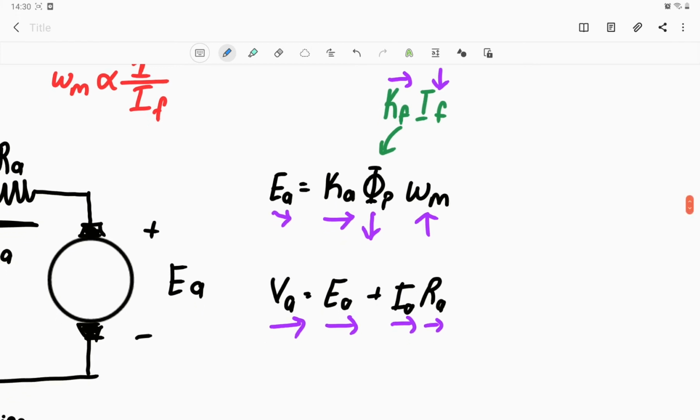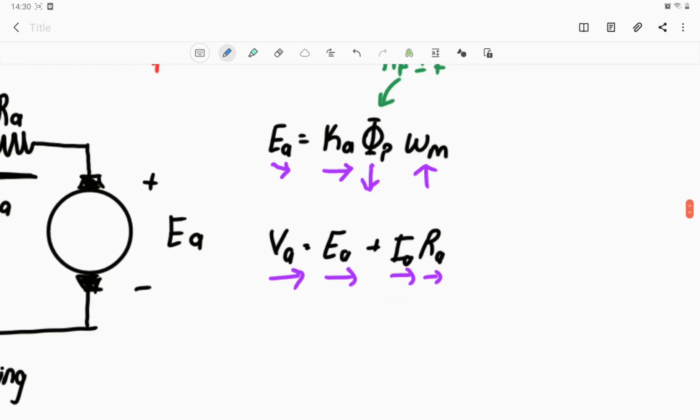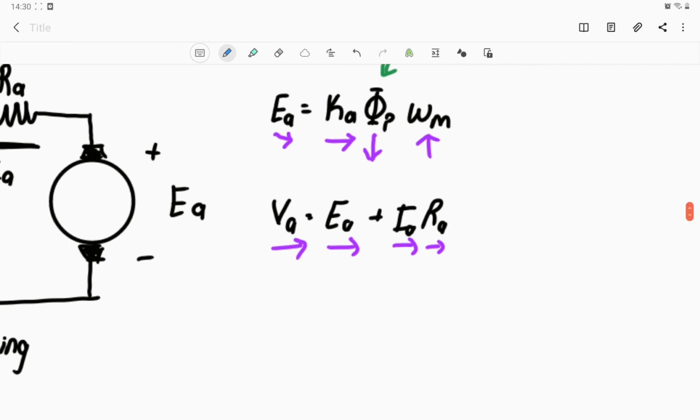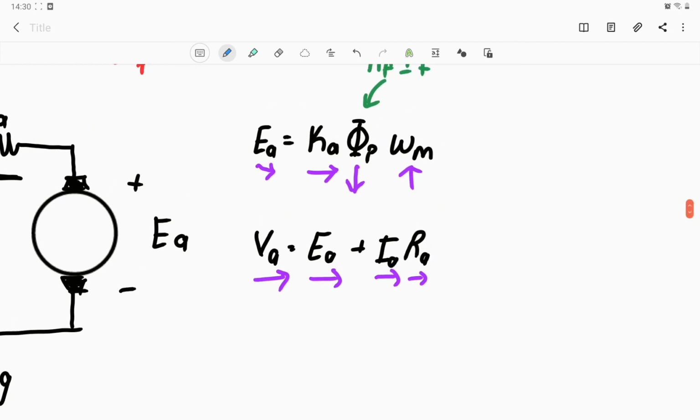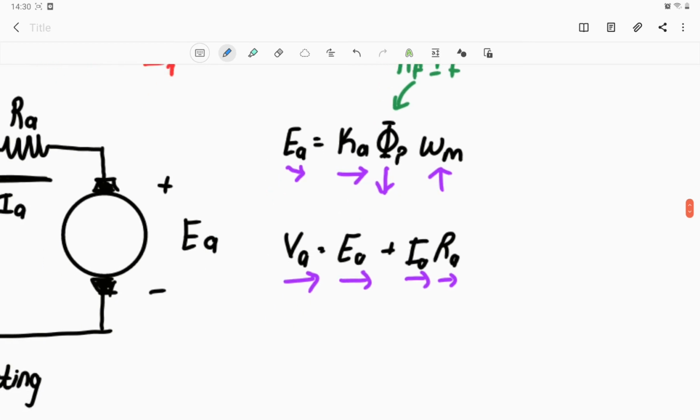In order to have EA be constant, we have to have the rotational speed be higher. And why is EA constant? Because we also have this condition: the armature current is the same, and if the armature current is the same, the VA is also constant. Therefore, EA has to be constant, and this is why the rotational speed increases if the field current is decreased.